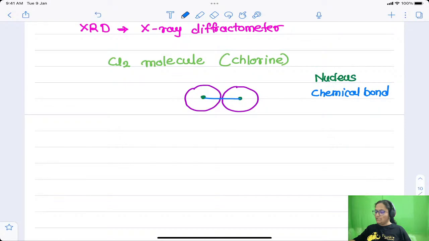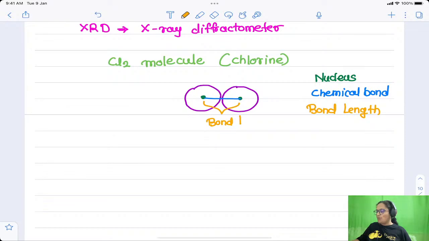By using this X-ray diffractometer, we can find out the bond length. What can we find out by using the X-ray diffractometer? Bond length. Bond length means the size of that bond. This is the bond length. Now if you observe, this bond length is nothing but 2 times the radius of an atom, right? This is one radius, this is the other radius. If I say R, this bond length is 2 times R. So this is one R, this is another R.